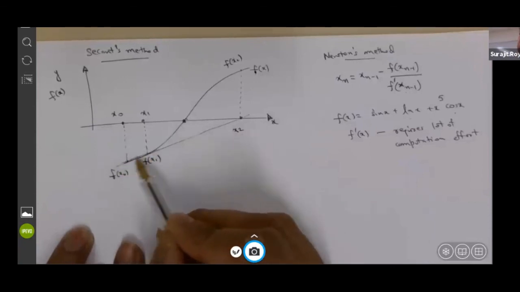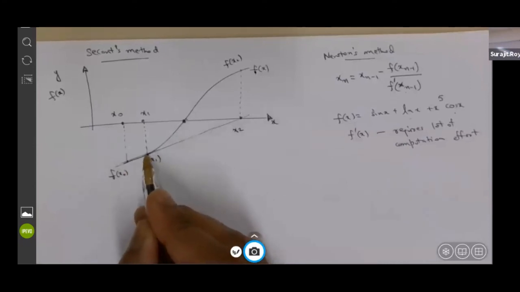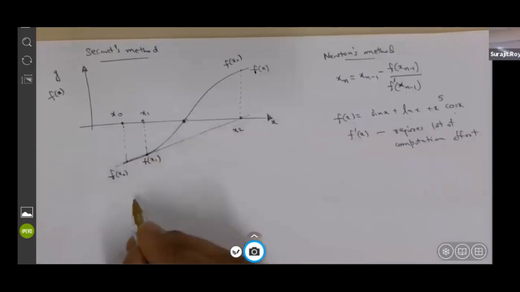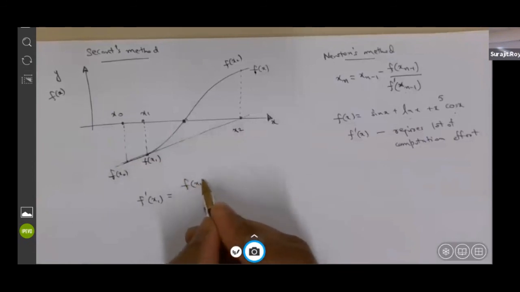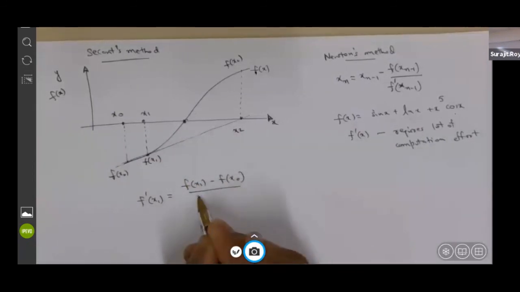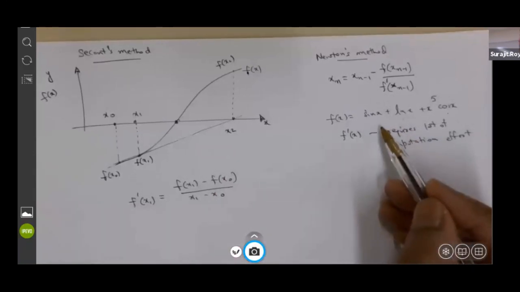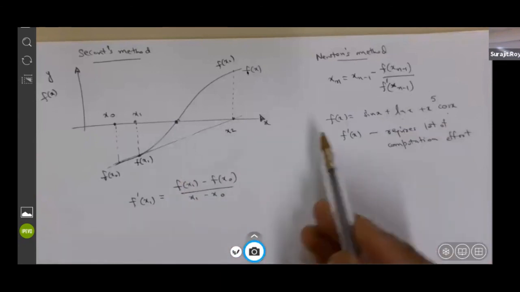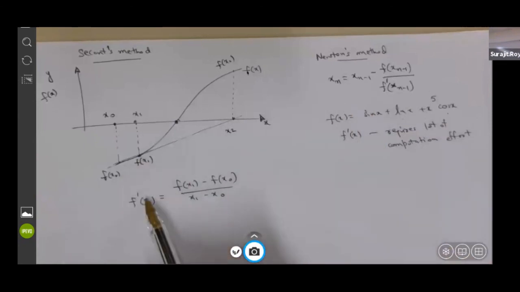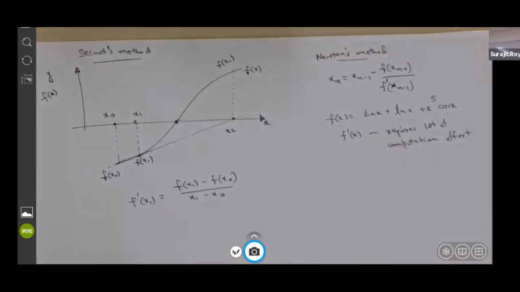And by using these two values, you can find the slope of the function, or derivative of the function, at x1. So you assume that f prime at x1 is given by f of x1 minus f of x0 divided by x1 minus x0. So instead of exactly doing the derivative and evaluating this function, you are approximating the slope of the function at x1 using this simple computation, which is just subtraction of these two numbers divided by the subtraction of these two numbers. That's it. Does that make sense?